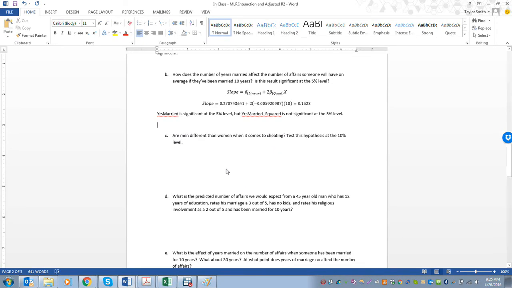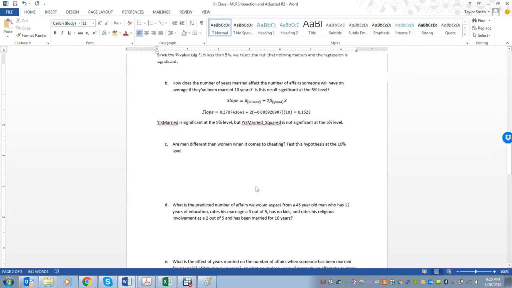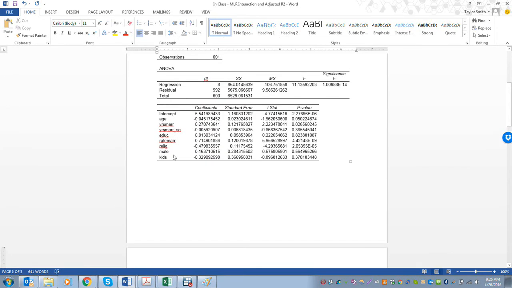Great. So, are men different than women when it comes to cheating? Test this hypothesis at the 10% level. So we come up here, we look at the male variable, right? Remember, this variable is comparing men to the category that's been left out, which is women. And so if we just look at the coefficient here, this coefficient says that men, on average, in this data set, cheated on average 0.1637 times more than the women did.